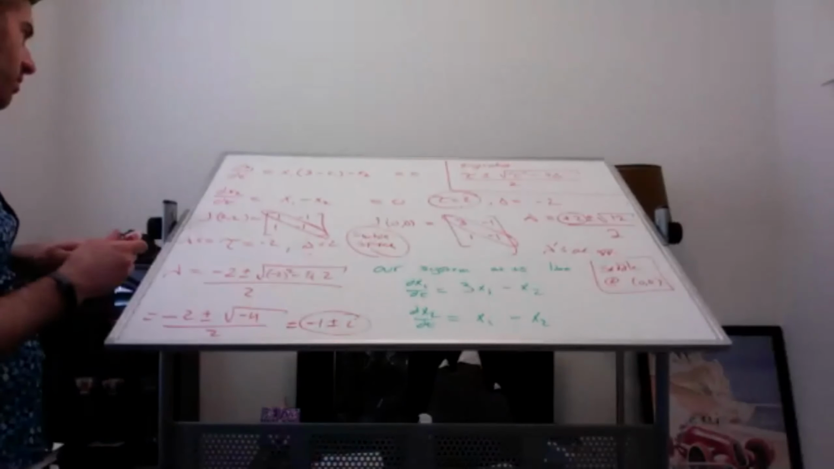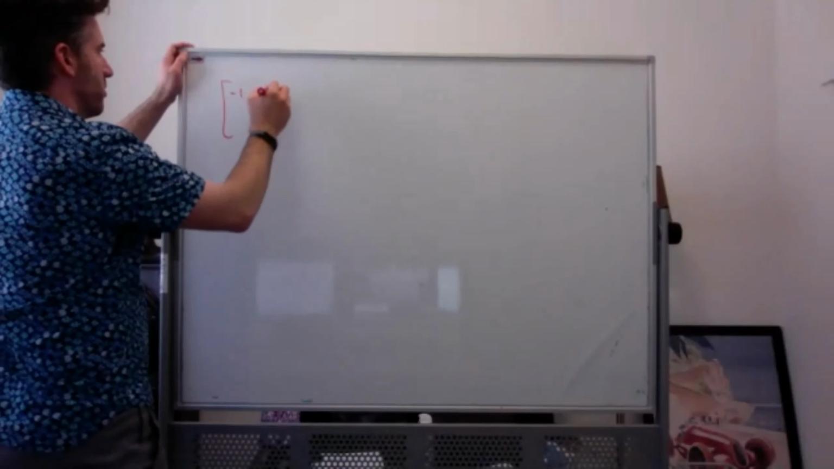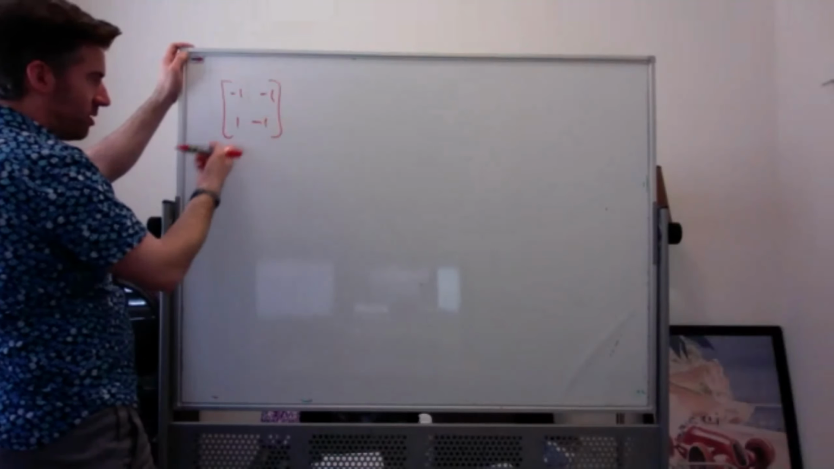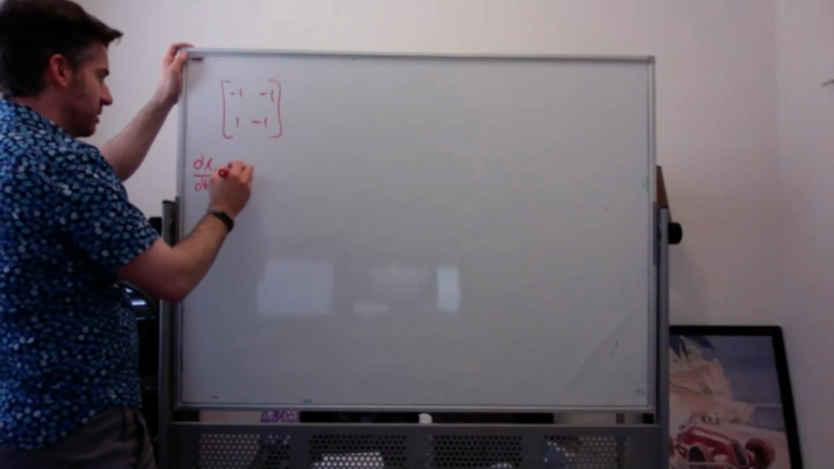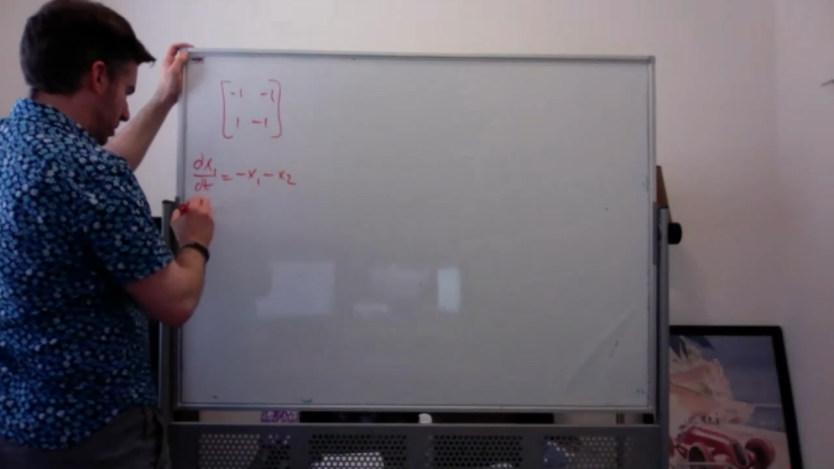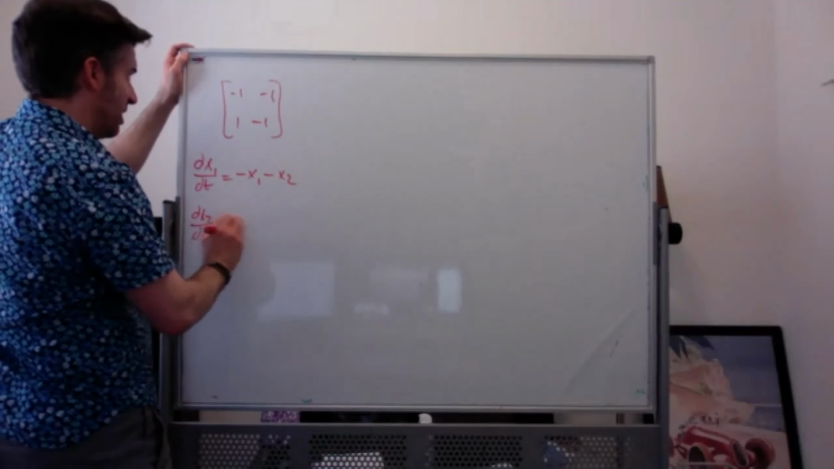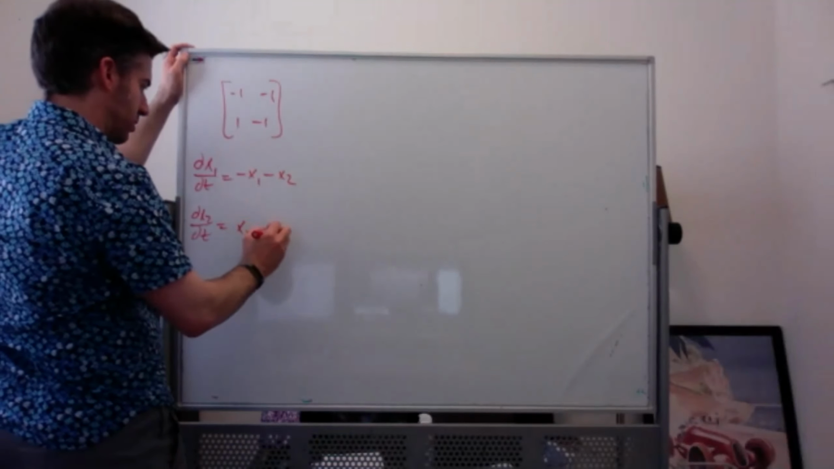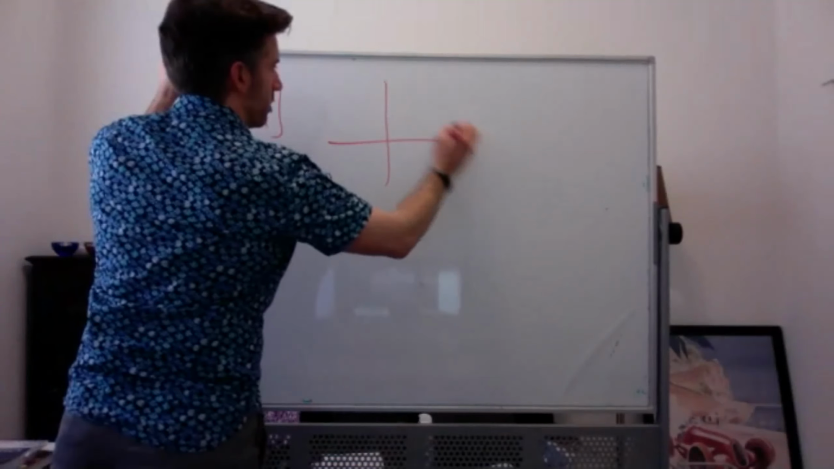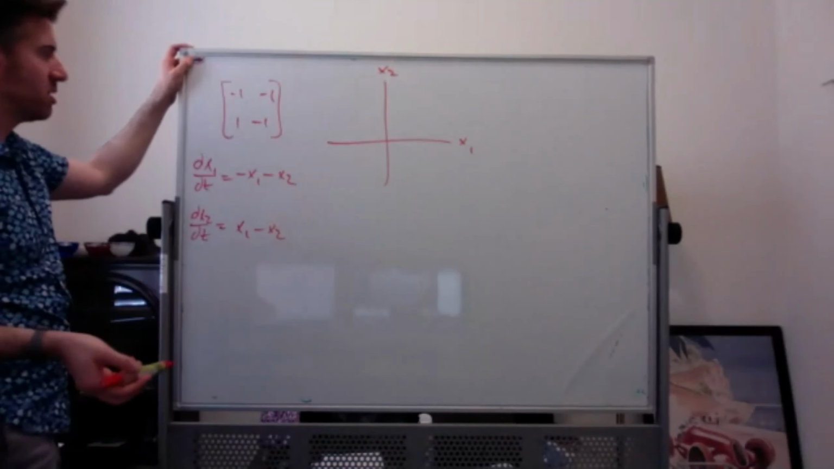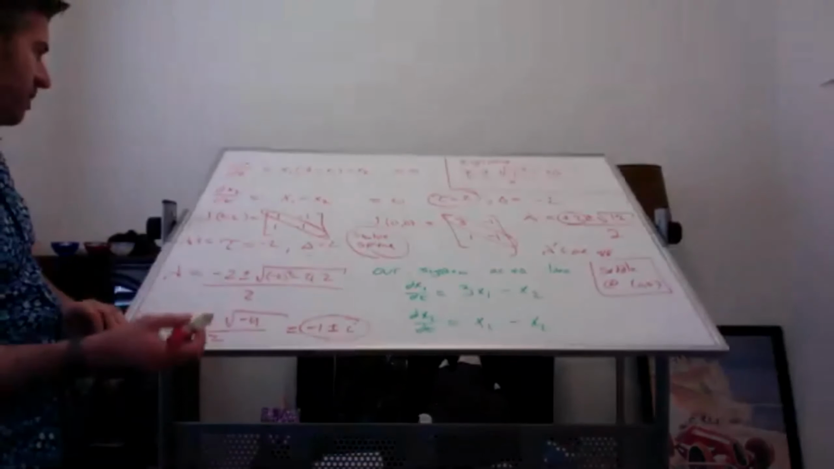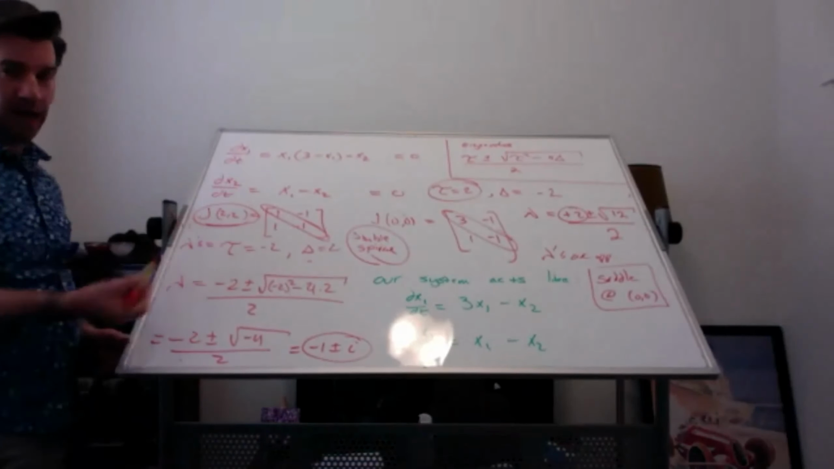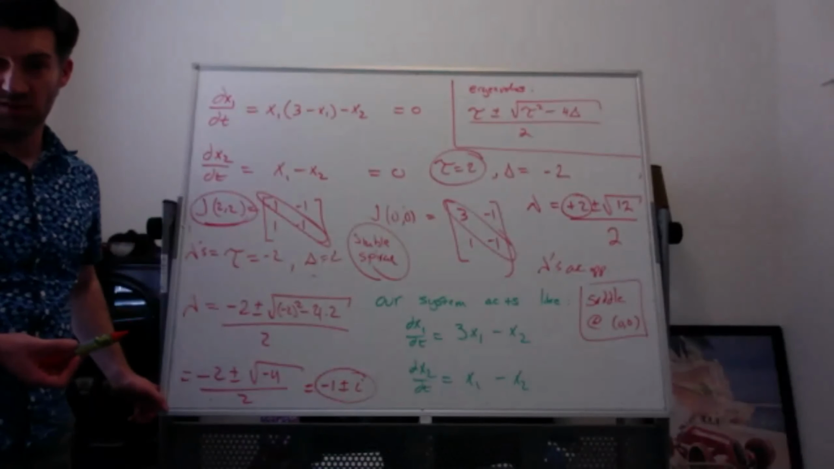So here's what I've got. I've got this matrix: negative 1, negative 1, 1, negative 1. And again, what we're really saying with this matrix is that dx1/dt is negative x1 minus x2, and dx2/dt is positive x1 minus x2. If I pick just this point, I should be a little bit careful. Actually, I might want to pick points that are closer to my actual equilibrium that I'm around, which is (2, 2).